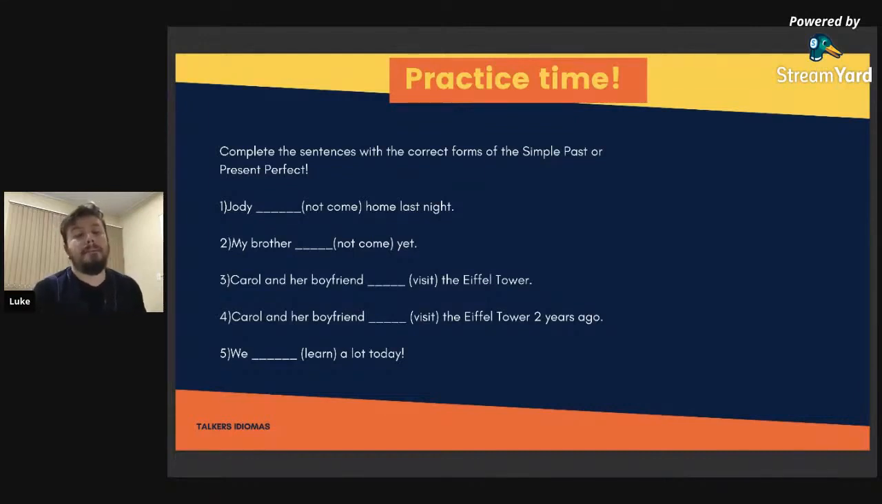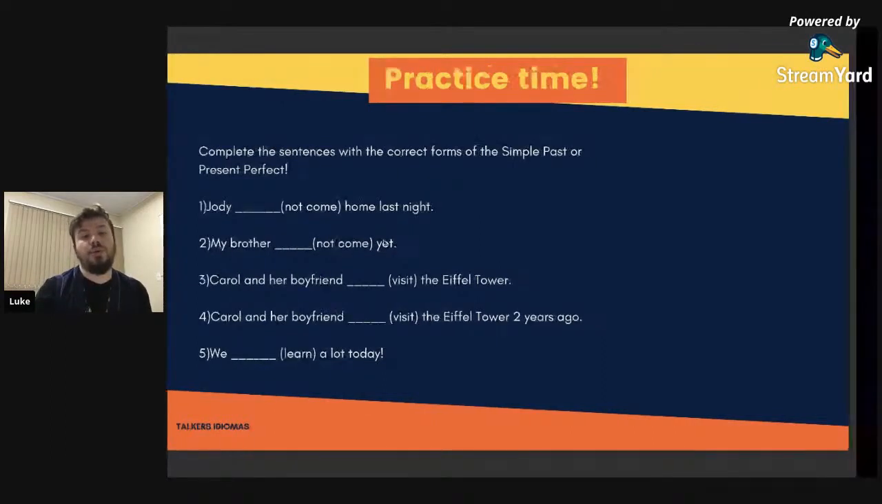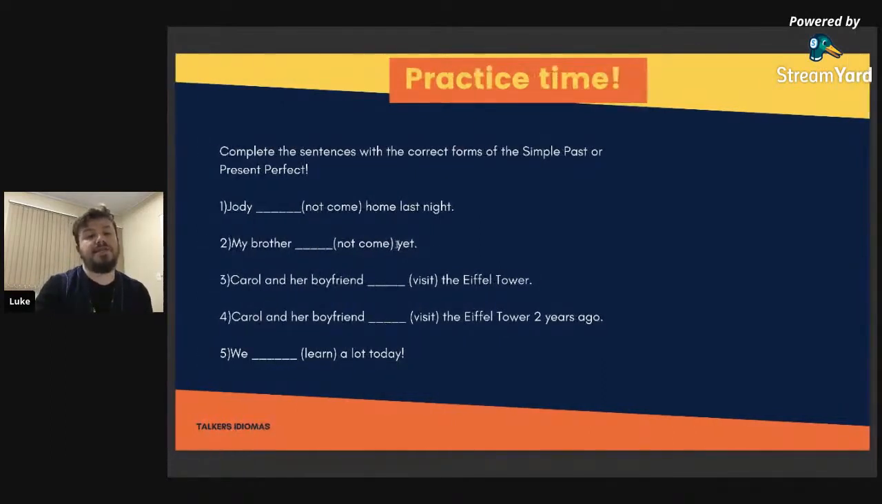It's present perfect. Yes. My brother hasn't come yet. My brother hasn't come yet. We know it's present perfect because of this word here, yet. First of all, we don't have a time marker, so we don't know when it happened, right? And we have the word yet.